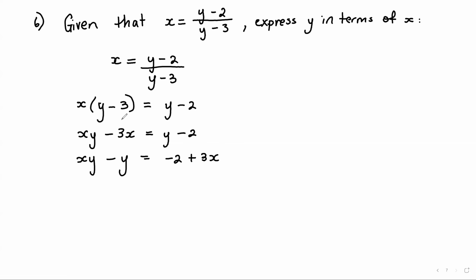Now I have these two terms that have y in them. So to get y by itself, I'll factorize. So y into xy is x, and y into minus y is minus 1. And this is equal to, I'm going to rewrite this side of the equation just to put the positive term in front, so this will be 3x minus 2. All right. And now I have y times x minus 1. So to remove that x minus 1 to the other side, I would divide by it. So I'll end up with 3x minus 2 divided by x minus 1.